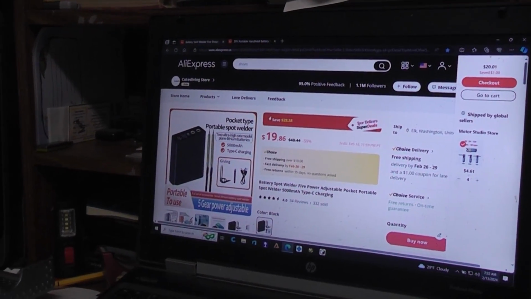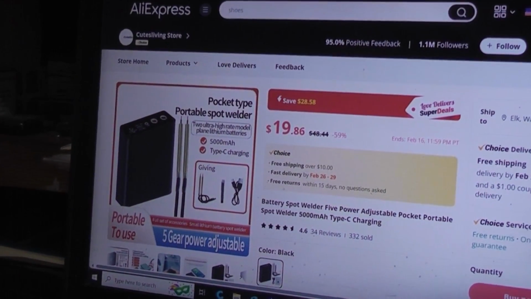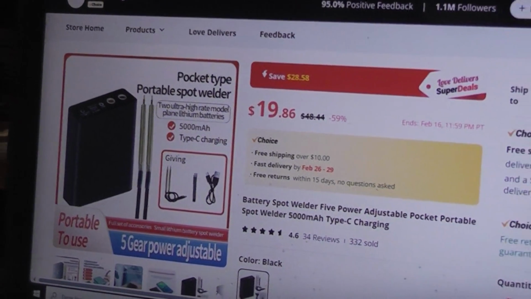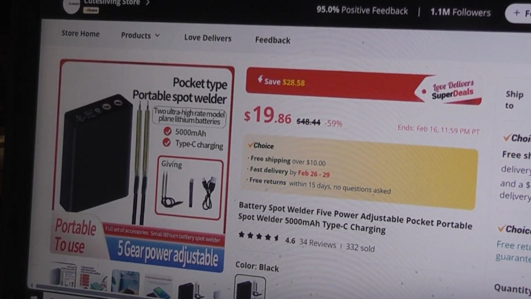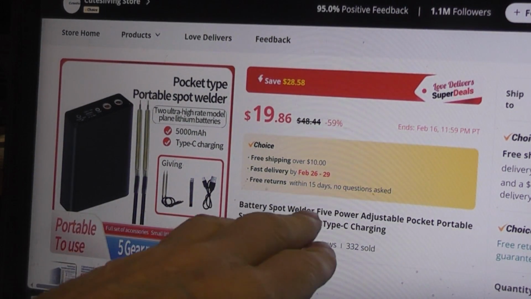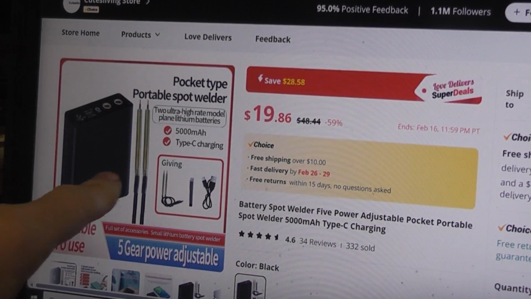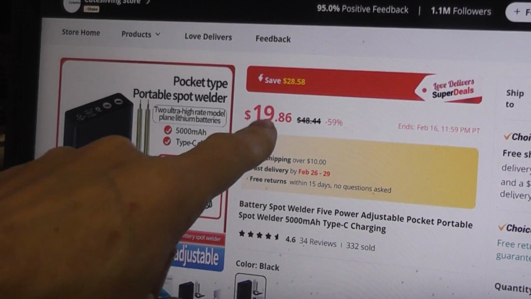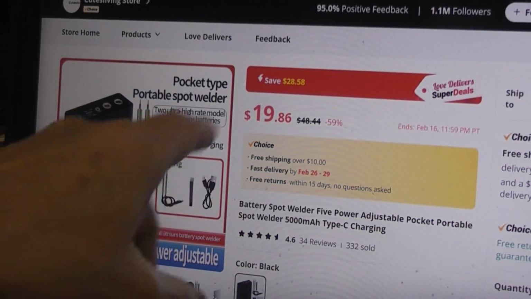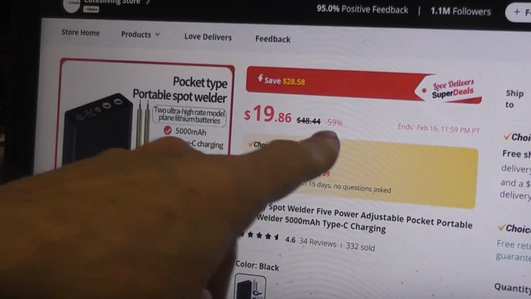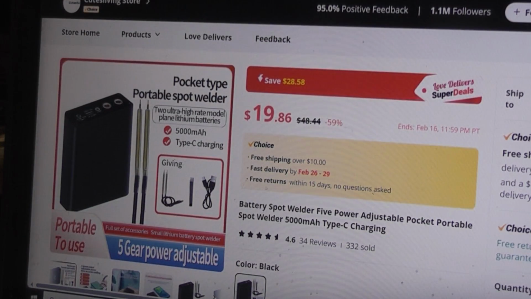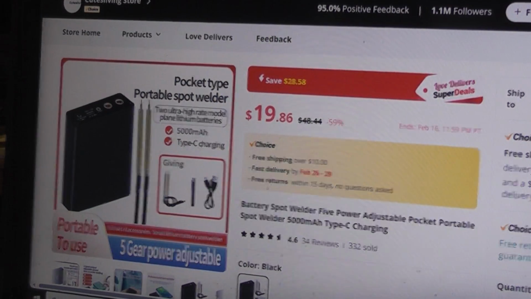Maybe I'll have to zoom in here. I can't get the camera a whole lot closer. So even though this is an angle, you can see battery spot welder, 5-power adjustable. This is the one that I bought, and at the time I bought it, like I say, it was $14 and I think 86 cents. It's now up to $19.86. Still says it's 59% off, so I guess the price may continue to go up.